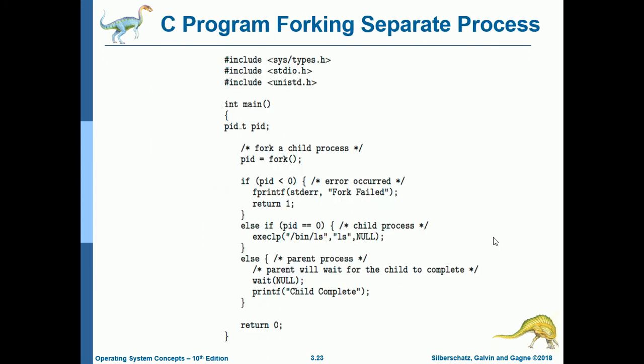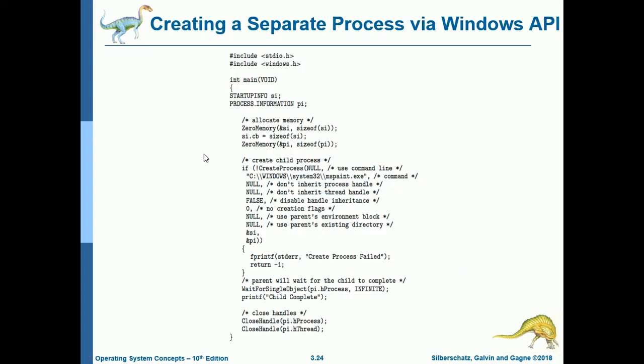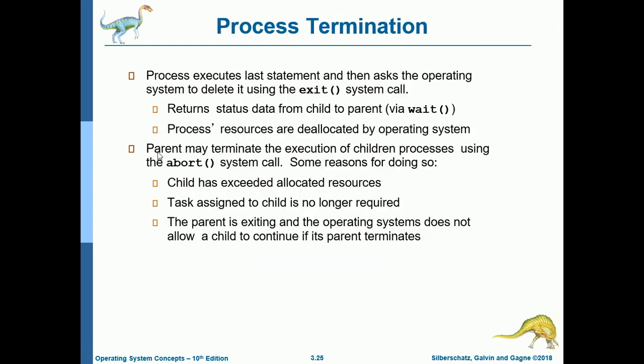So we have the C program forking a separate process. This is the code for Unix for creating a new process. And then this is the code for creating a separate process via the Windows API. So this is its source code. And then next, if we have process creation, we also have process termination.